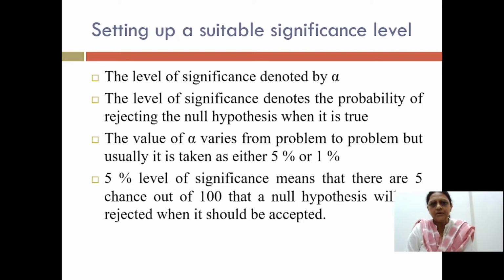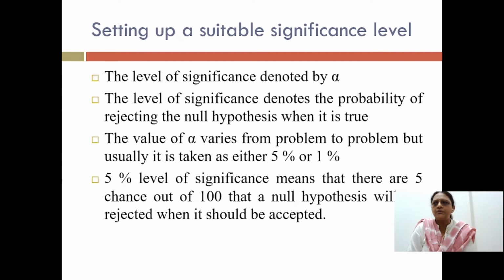The second stage is about setting up a suitable significance level. The level of significance is denoted by alpha. It denotes the probability of rejecting the null hypothesis when it is true. That means somewhere we are talking about an error. Even though my null hypothesis is true, we are rejecting it. Maybe there is an error in our data collection method, or in our data analysis method, and because of that, even though the null hypothesis is true, we are rejecting it.